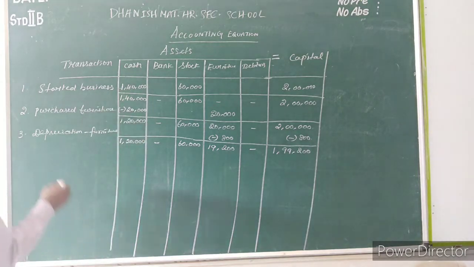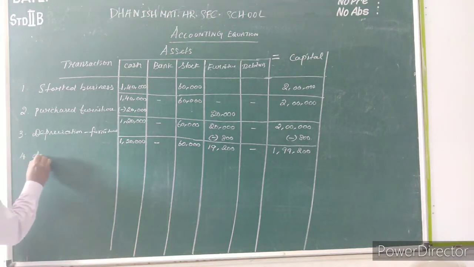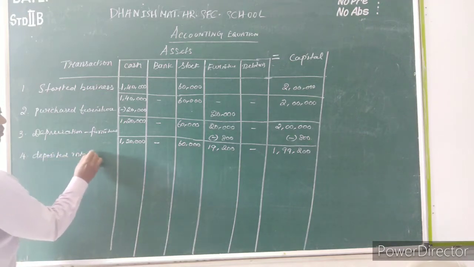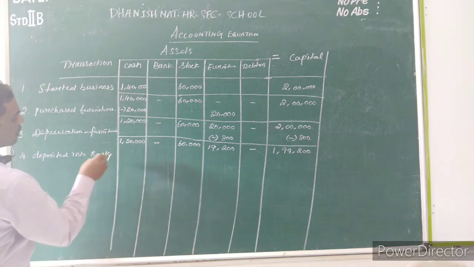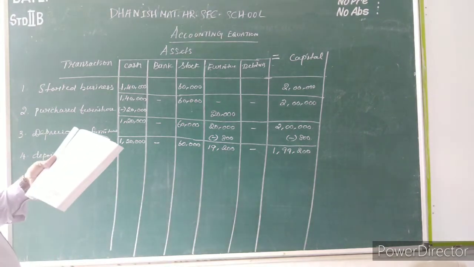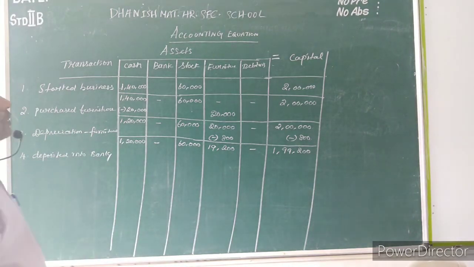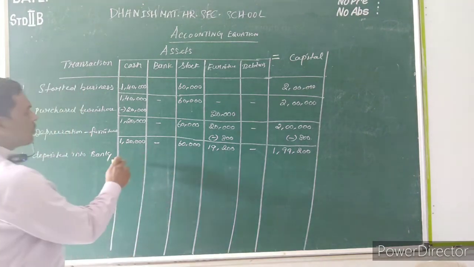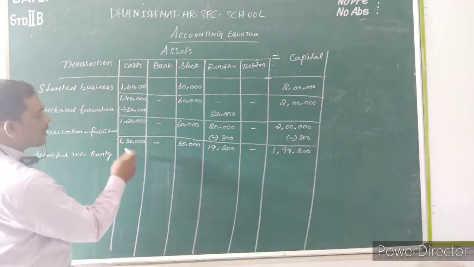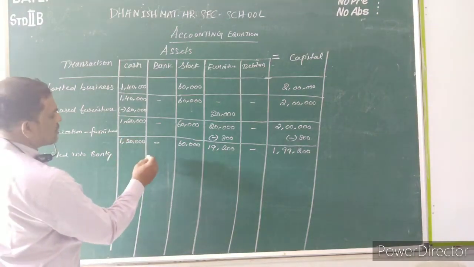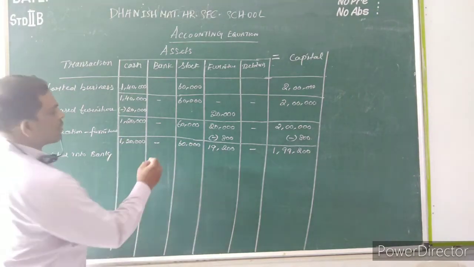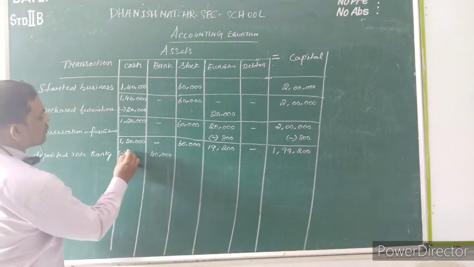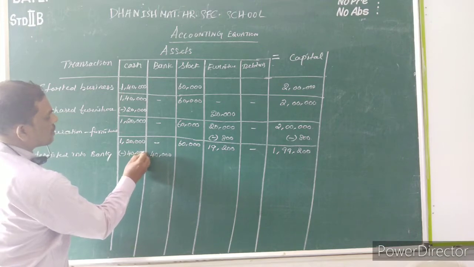Deposited into bank. How much? 40,000. So it means you are depositing some cash into the bank. So from cash to bank, cash will be reduced, bank will be increased. How much? Rupees 40,000. So 40,000 will be increased in bank. Same 40,000 will be deducted from the cash.